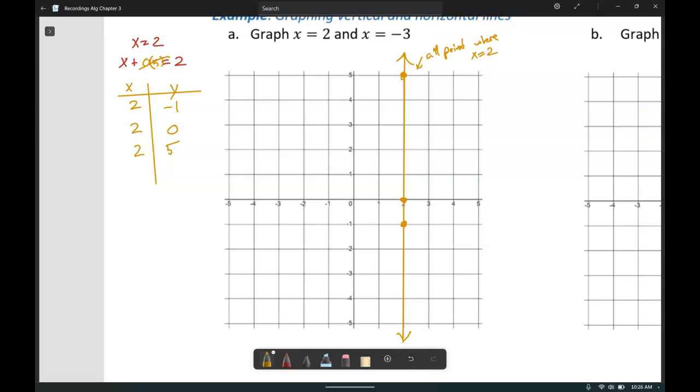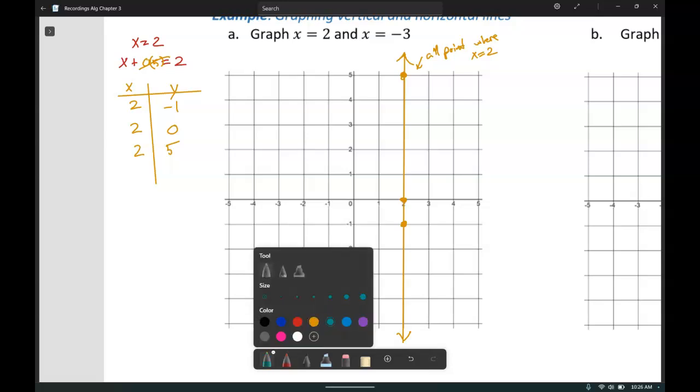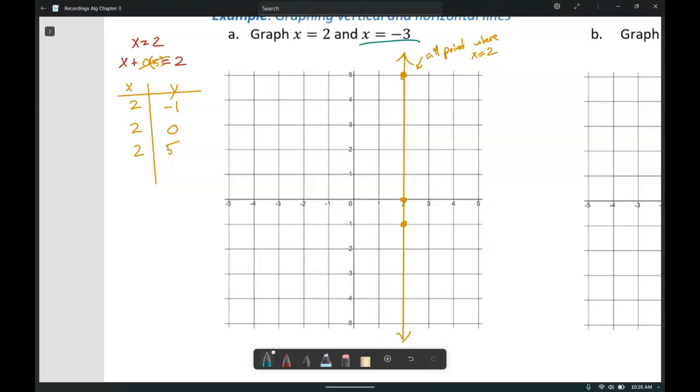And so we can apply the same logic to the line x equals negative 3. We want to think of all the points where x equals negative 3. Well, x will be negative 3 here, here, or here, or here, or here, any point on that vertical line where x is negative 3.